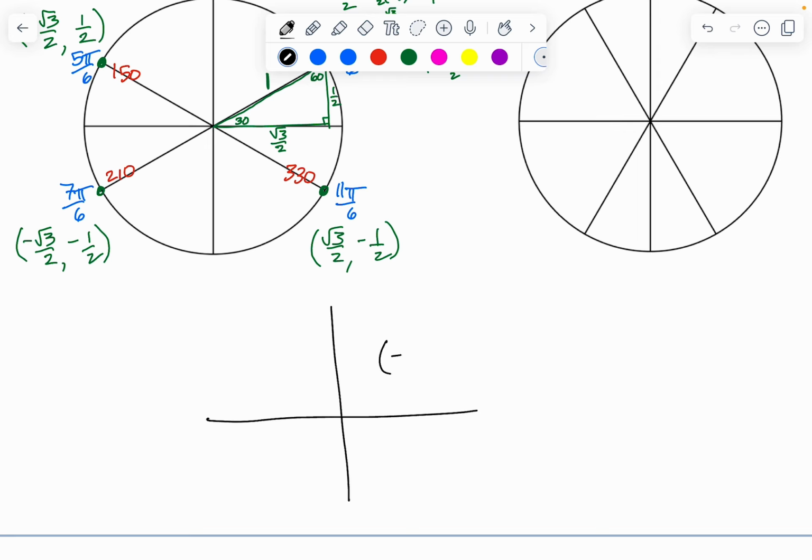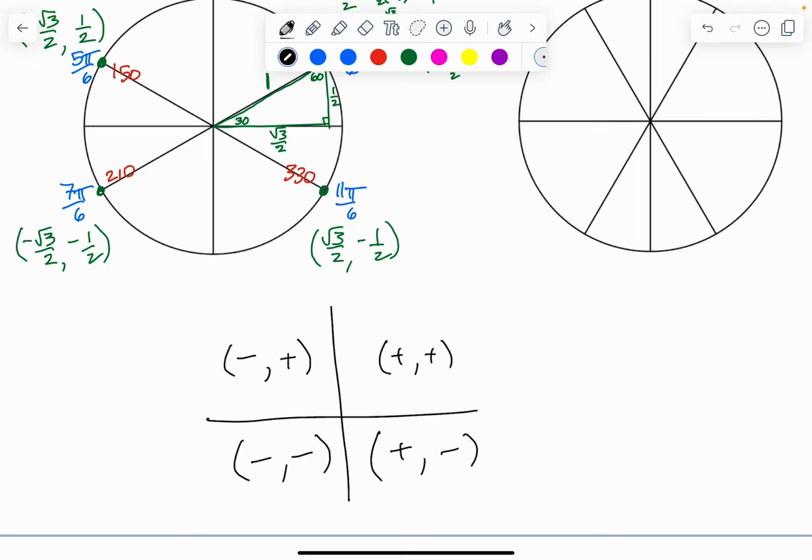In quadrant 1, both x and y are positive. In quadrant 2, the x value is negative, but the y value is positive. In quadrant 3, they're both negative. And in quadrant 4, the x is positive, but the y is negative. That's going to happen all the time, every time. Don't mess that up. Get that right.